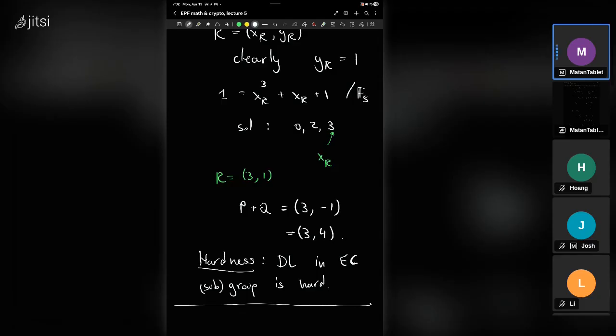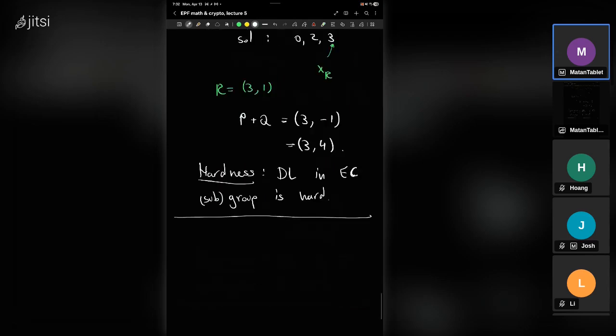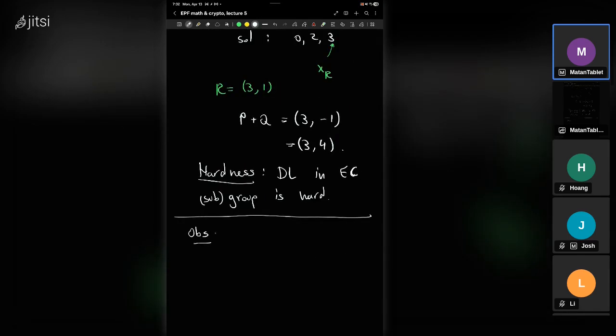Okay, next thing, we did an example. Observe. If E is defined over Fp and k is bigger than 1, then, I mean, what is E defined over Fp? This is E_{a,b}, right? E_{a,b} means y squared equals x cubed plus ax plus b, with a and b living in Fp.